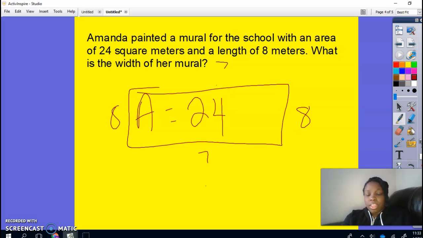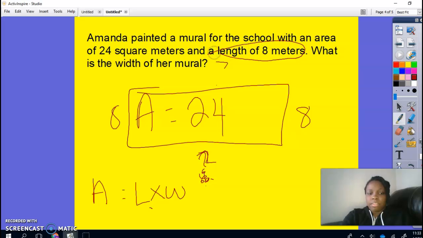What is my width? So we got to figure out, how do I find area? How do I find area again? Area equals length times width, right? Okay, area is length times width. And I know that, do I know my length? Yes, my length is what? 8. So if my length is 8, and I know what my area is, what? 24. All I'm doing is plugging in my letters. 24 is area, my length is 8. But do I know my width?